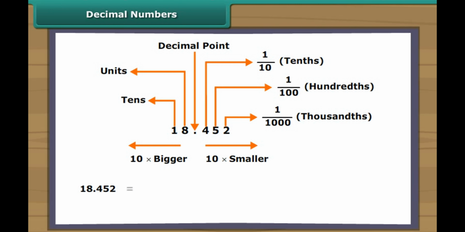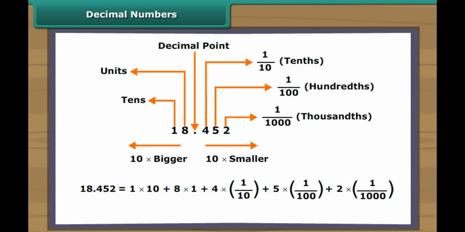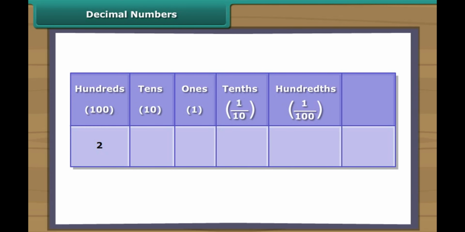The given number can be written in the expanded form as 1 multiplied by 10 plus 8 multiplied by 1 plus 4 multiplied by 1/10 plus 5 multiplied by 1/100 plus 2 multiplied by 1/1000. Similarly, if we know the place values of each digit in a decimal number, we can write the number.